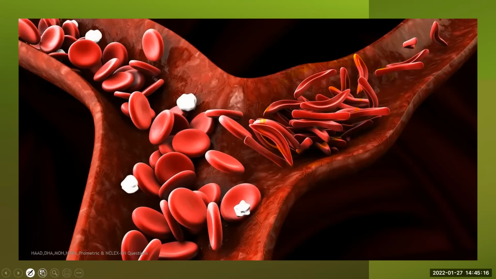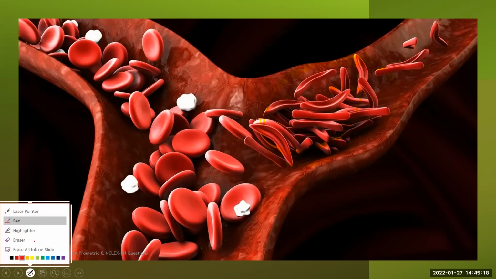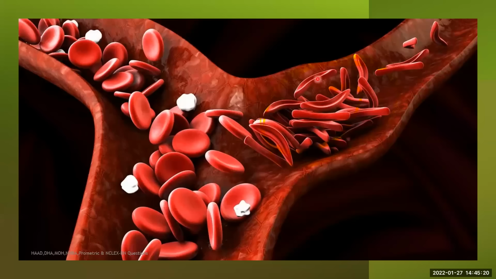What do you think is the complication associated with it? Here, what happens? The abnormal shaped RBCs start forming a thrombus within the blood vessels, so it may obstruct the normal circulation.